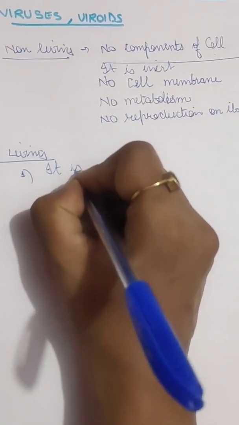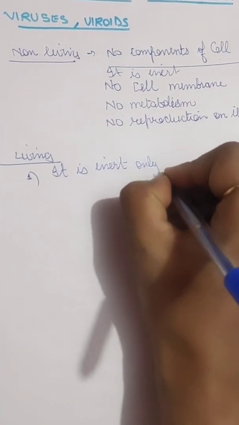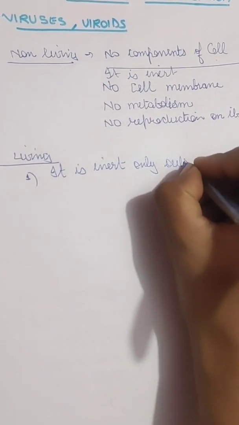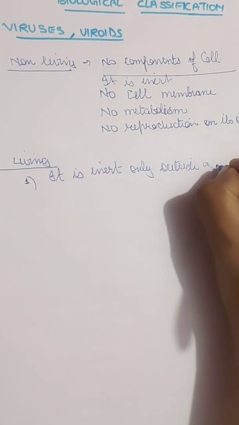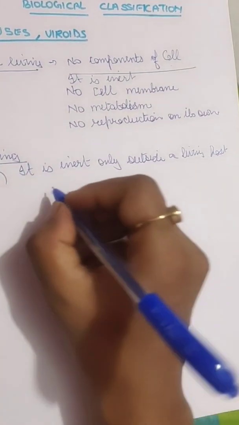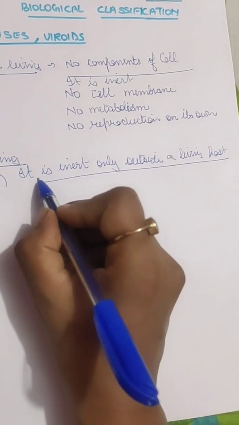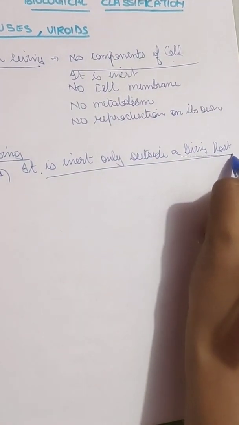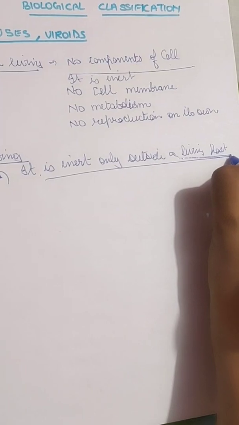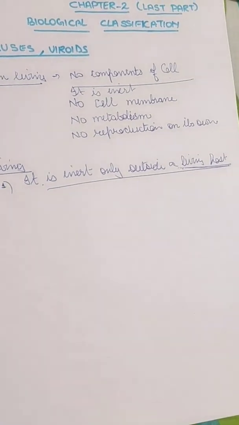So if it is inert, it is inert only outside a living cell, a living host. So till the time it is outside any living host, it will be inert. But when it enters a living host, it does not remain inert anymore. It becomes living. So when it gets a host, any cell, it acts as living.